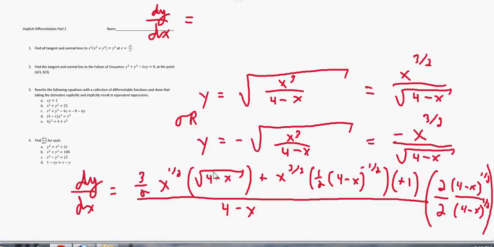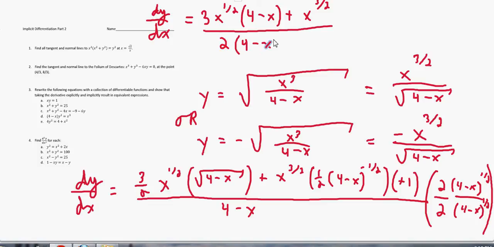So when we multiply through, we're going to end up with, the 2's are going to cancel, 3 x to the 1 half, 4 minus x to the 1 half times 4 minus x to the 1 half is 4 minus x. Plus x to the 3 halves. The 2 is going to cancel with the 1 half. This is going to cancel with this, and that's all we're left with. Over 2, 4 minus x to the 3 halves.